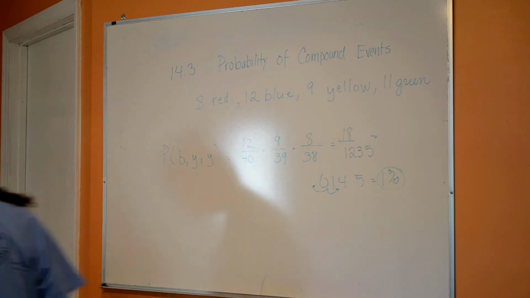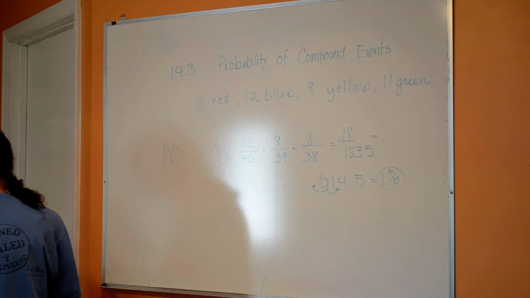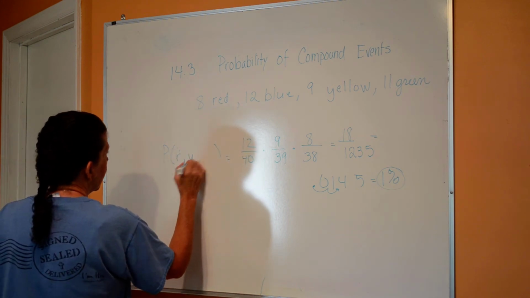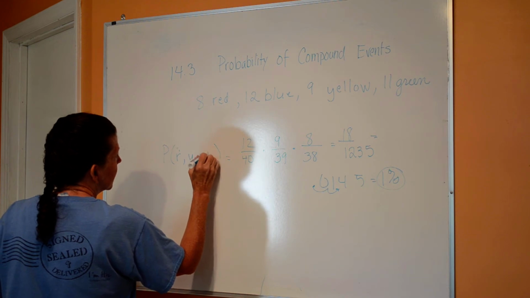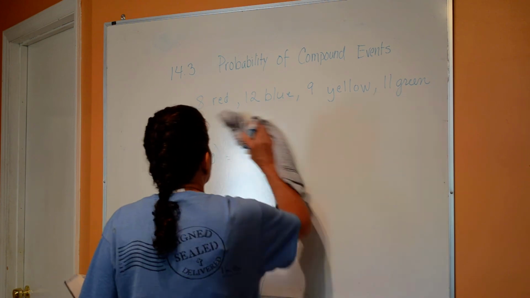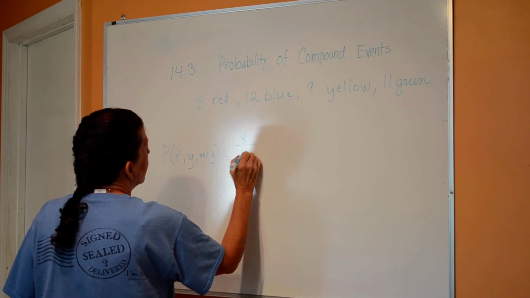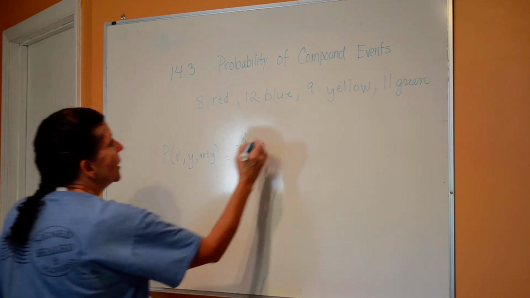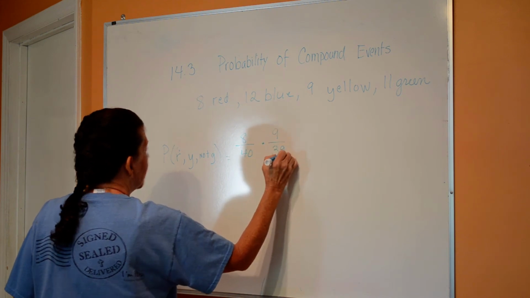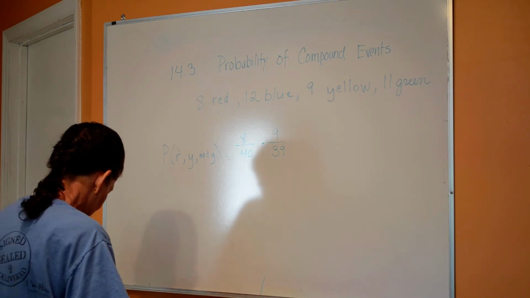Okay? One more on this particular problem. What is the probability that I'm going to get red, yellow, and not green? Okay? Red, yellow, and not green. Okay, probability of the red is 8/40. Probability of the yellow is 9/39. But then we need to think about the probability of not green.